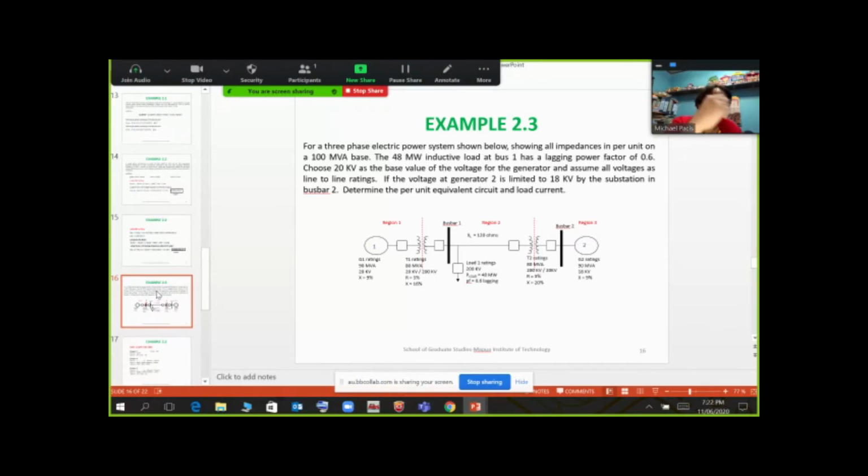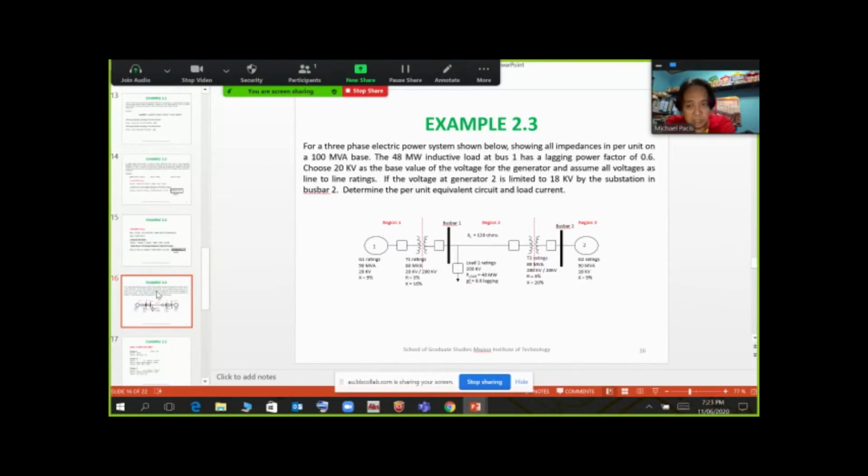And please take note, in regionalizing a system, it must be the same voltage per region. Okay, let us solve. Let us read the problem first. On this final example, for a three-phase power system shown below, show all of the quantities in per unit on a 100 MVA base.